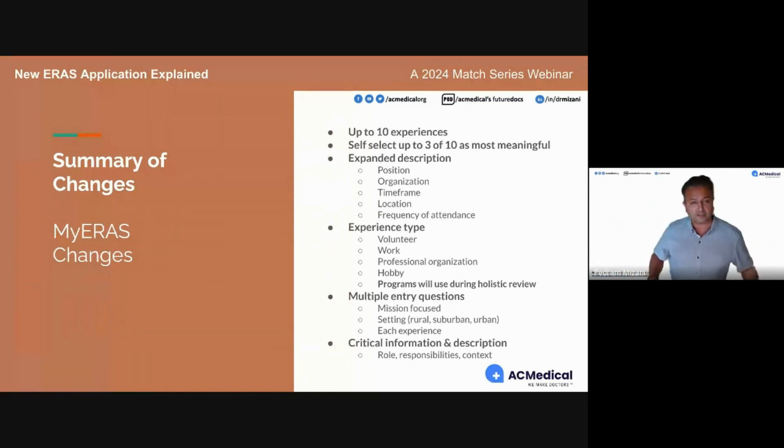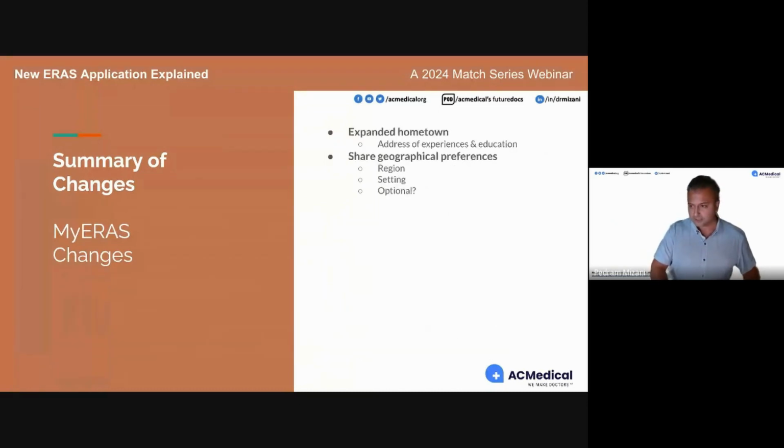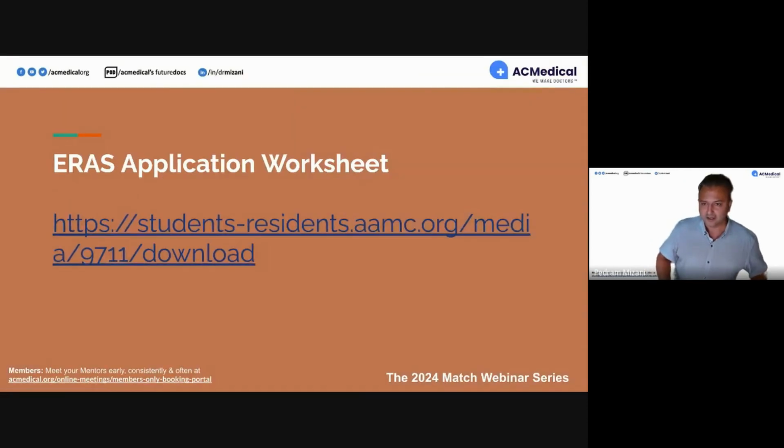Don't you agree? Don't you think this is a lot better? Again, I'm just really excited. A hometown is no longer just a text field. There are addresses, city, state, zip codes, including with the educational section. And then you have an option to share these with the programs, and the programs can use that to see if they want to invite you for an interview.